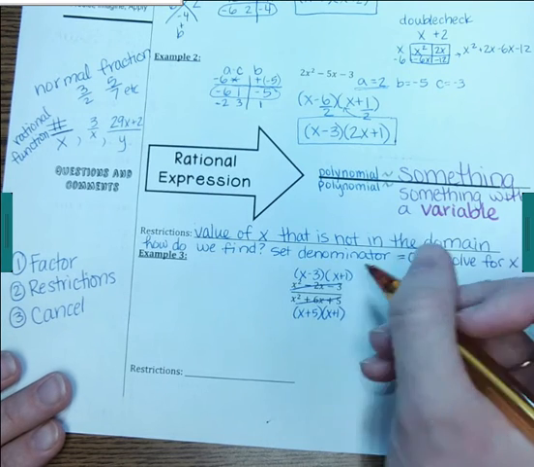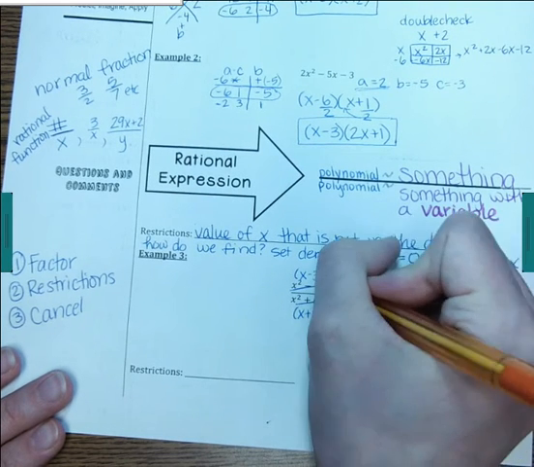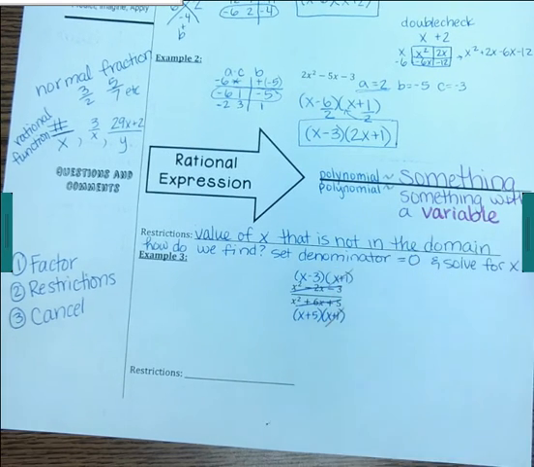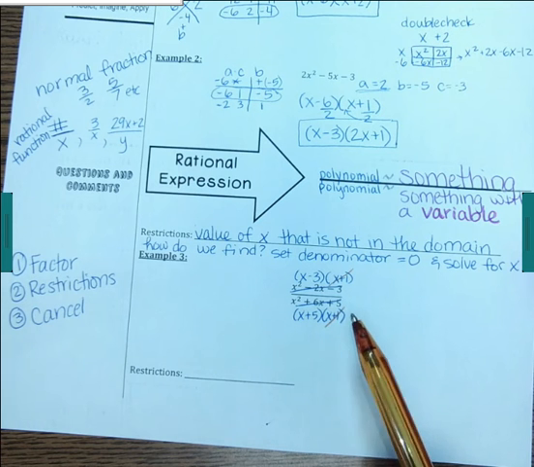Canceling, you cancel top to bottom. So we have an x plus 1 on top and x plus 1 on bottom. We cancel. You have to cancel a parentheses at a time. You can't just pick and choose random variables and numbers. You must cancel a parentheses at a time, the same parentheses or group, top and bottom.